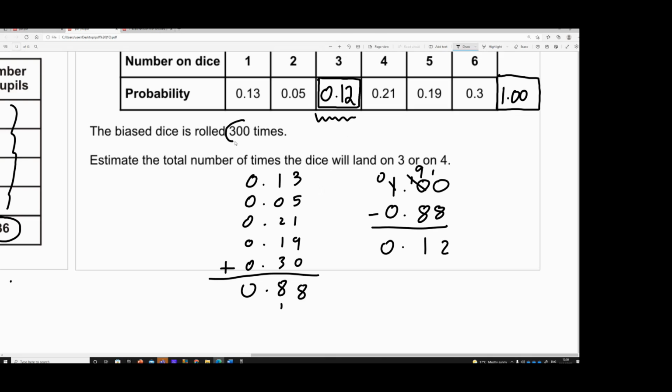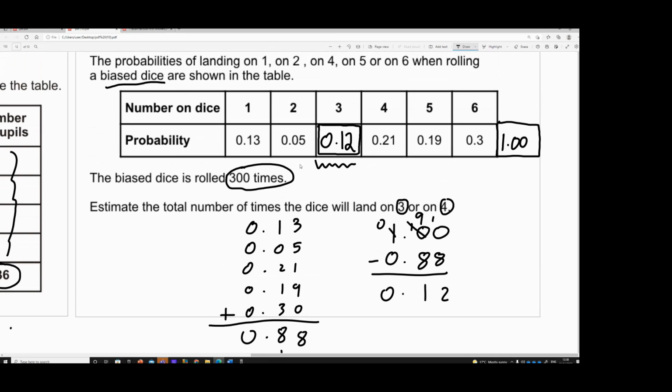I'm rolling the dice 300 times. I want to see how many times it will land on 3 or on 4. So what I'm going to say here is the chance that it lands on 3 or 4 is going to be, well, the chance it lands on 3 is 0.12. Chance it lands on 4 is 0.21. So I'm just going to add them up. I'm going to do 0.12 plus 0.21, which is 0.33. That is the chance that it lands on a 3 or a 4.